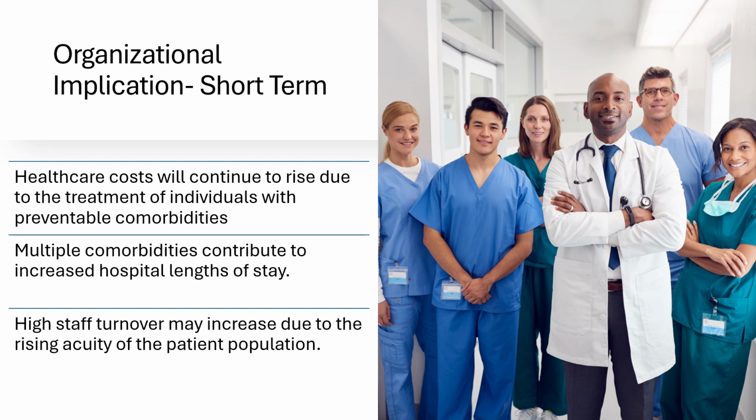And then higher staff turnover may increase due to the rising acuity of our patient population. In a healthcare setting, we try to keep those ratios low, 1 to 4, 1 to 5 types of ratios, but when you are constantly adding additional comorbidities on, it can be very taxing for our workforce, our nurses, our providers, and anyone on the frontline teams at the bedside.